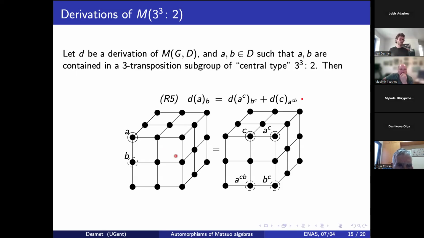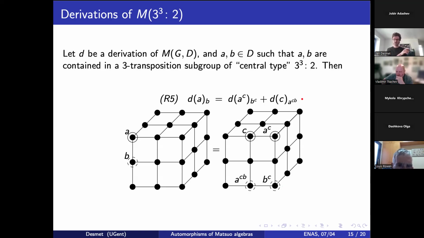But I'll draw them later for some reason. But essentially what R5 says, you can represent this pictorially as saying dA at coefficient B is equal to dC at coefficient ACB plus the coefficient of dAc at dBc. This is kind of how I write it.